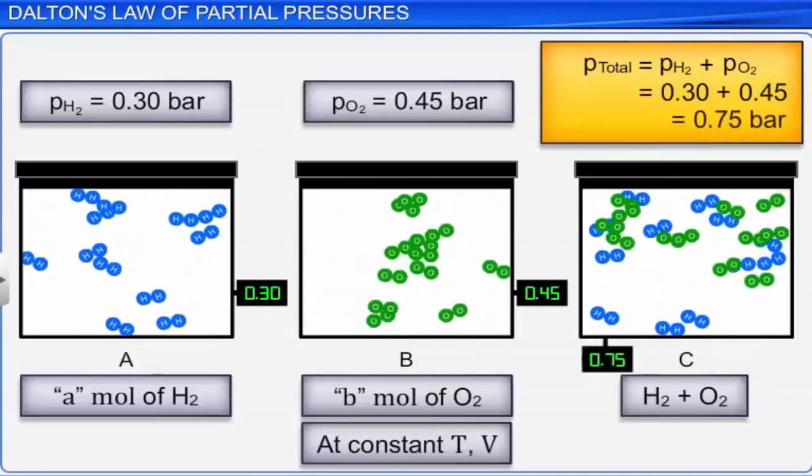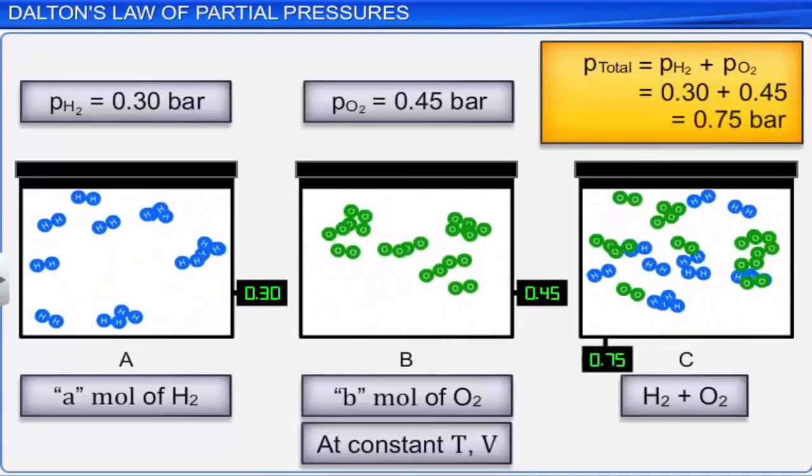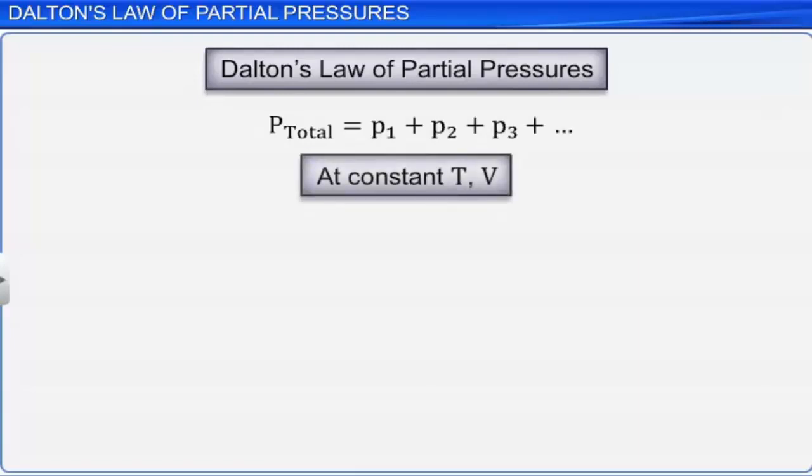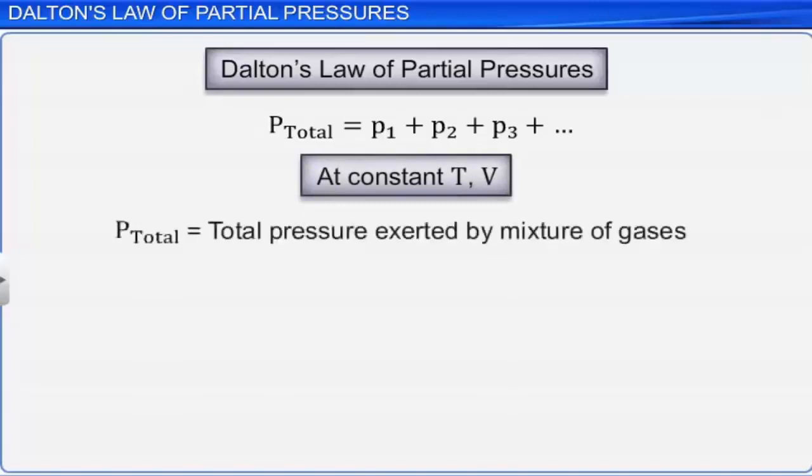Generally, Dalton's law of partial pressures can be written mathematically as P total is equal to P1 plus P2 plus P3 and so on, at constant temperature and volume, where P total is the total pressure exerted by the mixture of gases and P1, P2, P3, etc. are partial pressures of individual gases 1, 2, and 3 respectively.